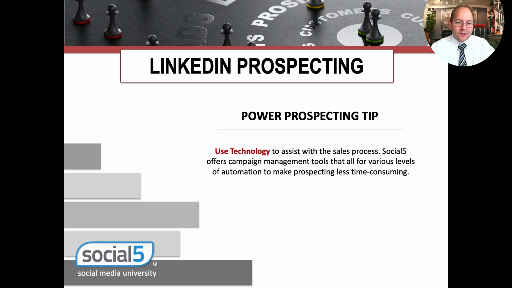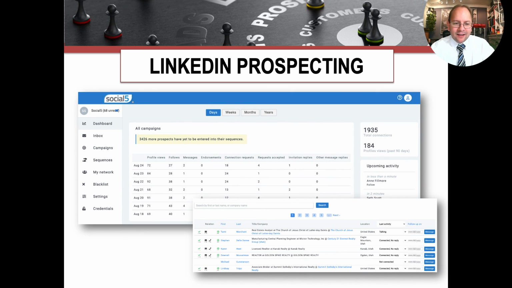And then the last one for today is use technology to assist in the sales process. There are a variety of tools out there, including one that Social 5 offers. It looks exactly like this, and it allows you to have some assistive technology to better reach out and engage with people by viewing profiles, sending messages, sending connection requests, and monitoring all of that interaction through an inbox. These can help you to scale your operation in ways that are a little bit harder through just day-to-day guerrilla warfare.